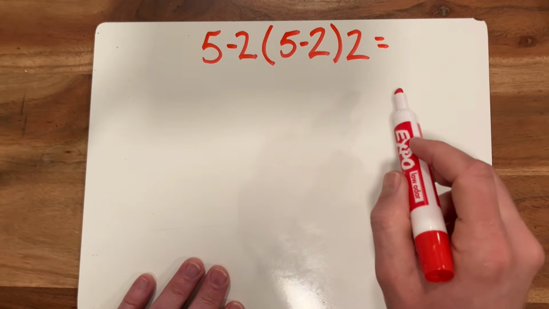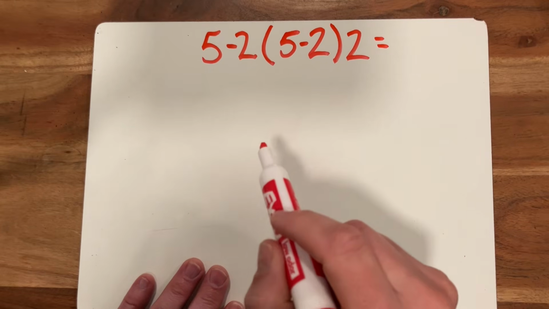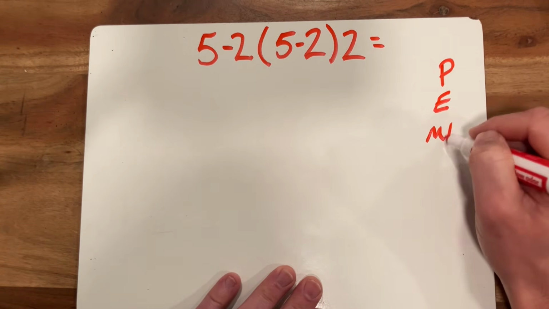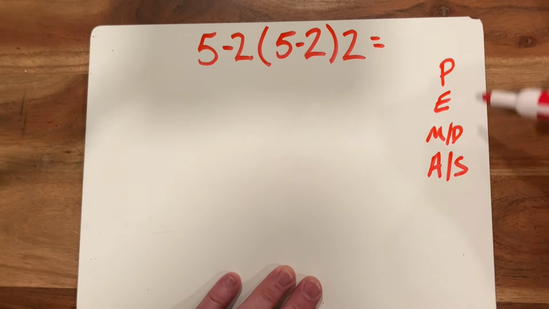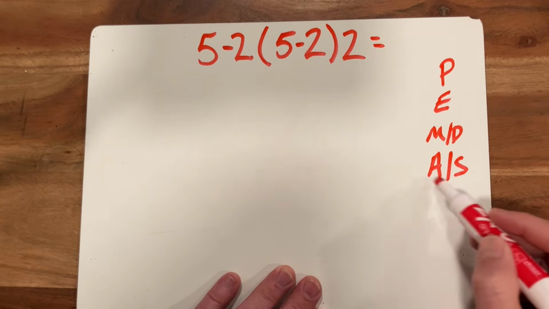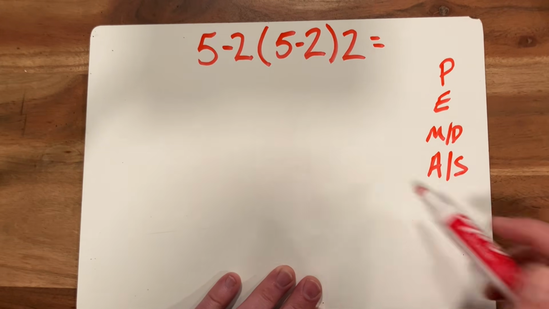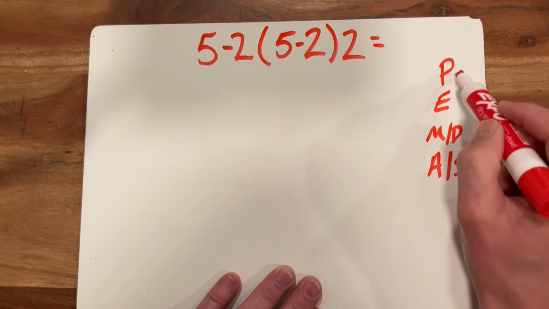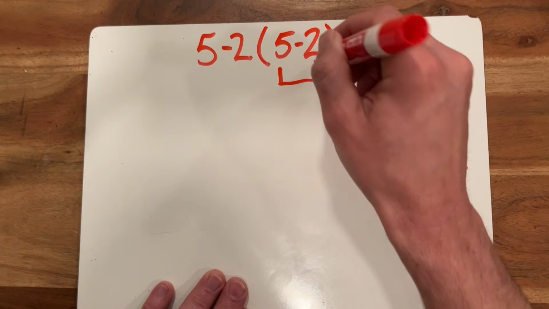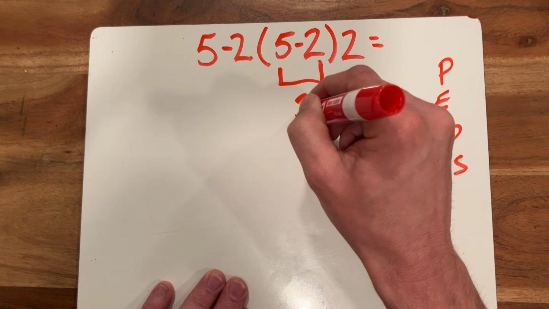So to be able to solve this equation, we first have to understand the order of our operations. That's PEMDAS. PEMDAS tells us that we first look at parentheses, then the exponents, then multiplication and division, then adding and subtracting. When we look at this equation, we first see parentheses that we have to handle. So that is 5 minus 2, which is going to give us 3.